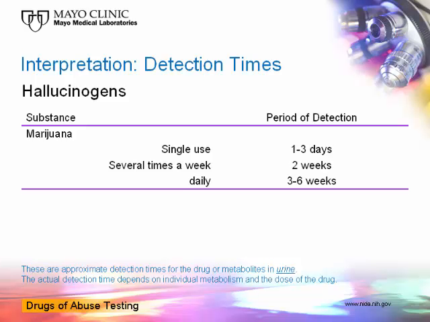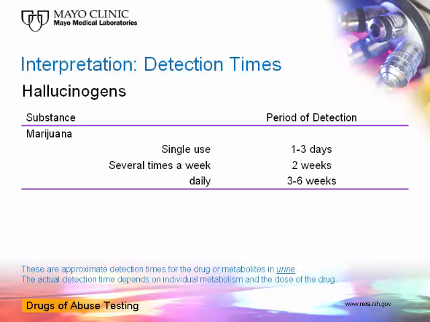Marijuana, of course, is probably the drug that most people are interested in simply because it's an illicit drug of abuse that's used the most frequently. Unfortunately, its detection period is hugely variable based on a variety of different factors. One is the frequency of use, a single use versus somebody who uses the drug daily at very large amounts.